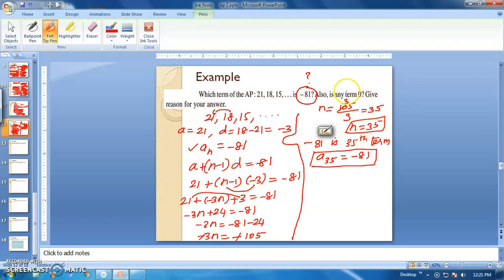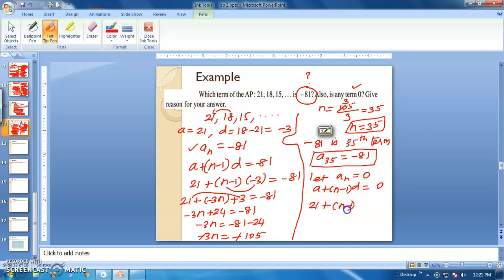They are also asking whether any term is 0. Will any term be 0 in the given series or not? We are going to follow the same method. Let an equal to 0. So what is an? a plus n minus 1 into d equal to 0. What is a? a is 21.